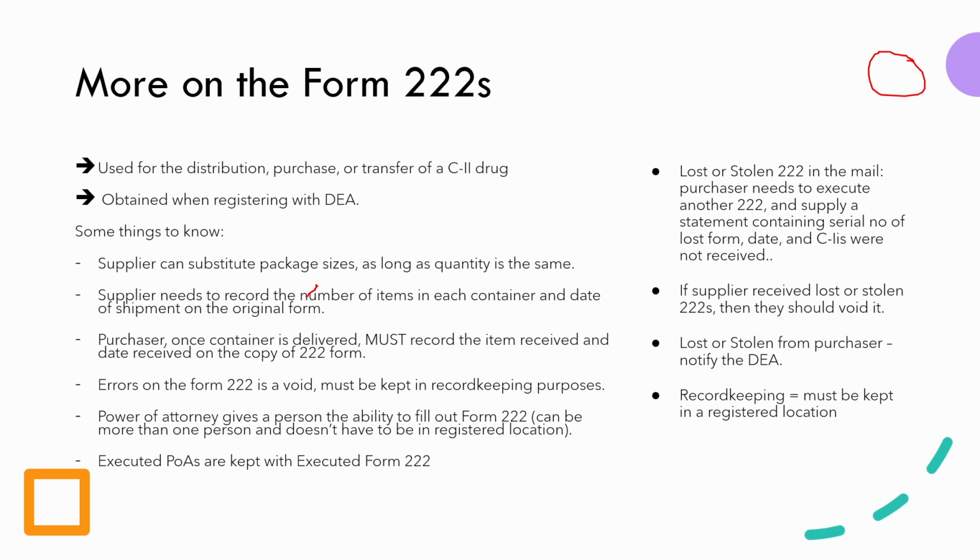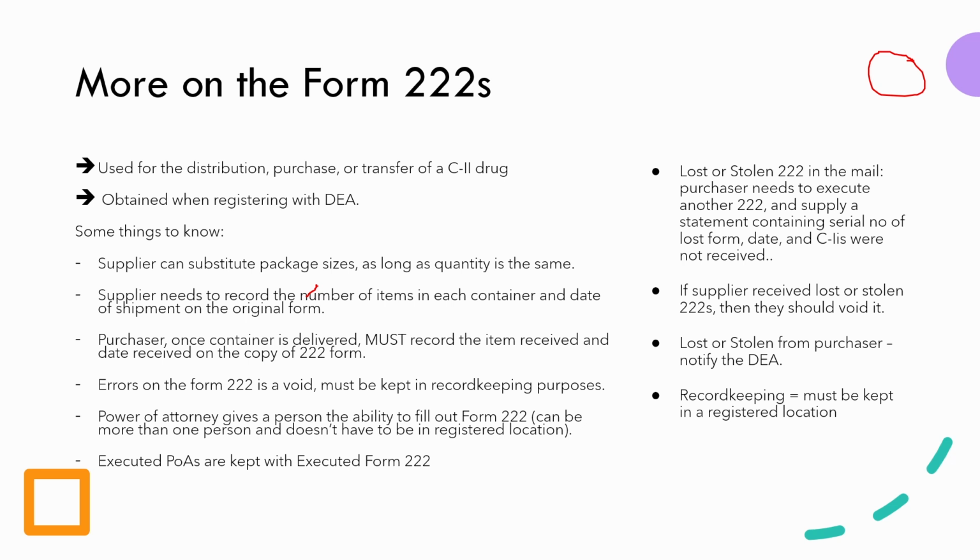Here it talks about power of attorney, which gives a person the ability to fill out Form 222. It can be more than one person, and they don't have to be at the registered location where they keep the executed Form 222s, and stuff like that. Okay.